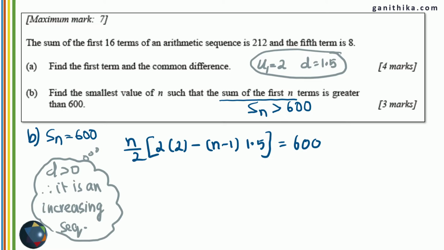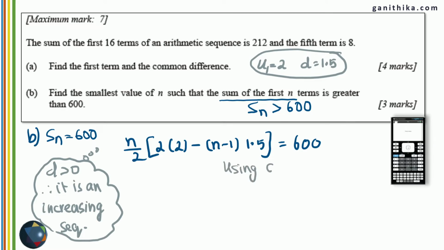And once you have this equation, you can put this in GDC and solve for n. You can either use graph or n solver, and you can solve for n from this equation to be equal to 27.4. As you can see, this is a decimal number. You cannot have the nth term to be a decimal number.